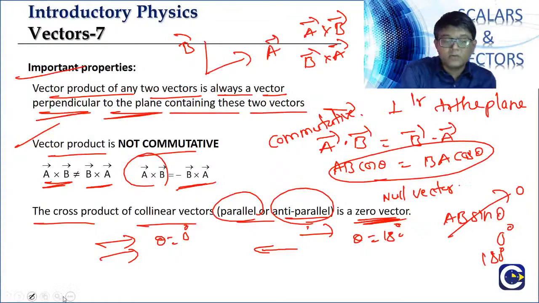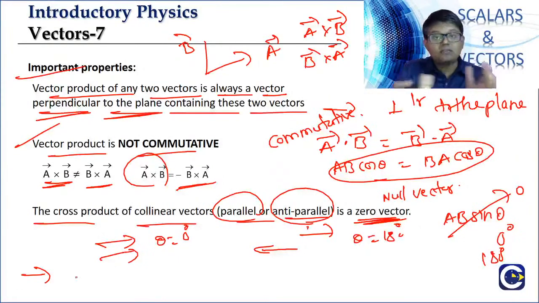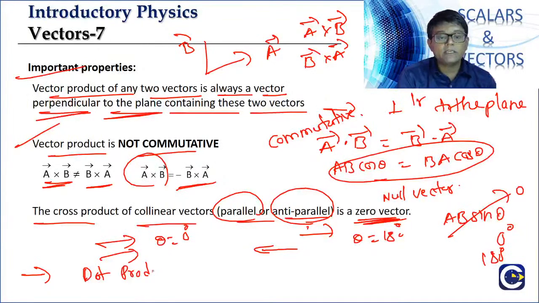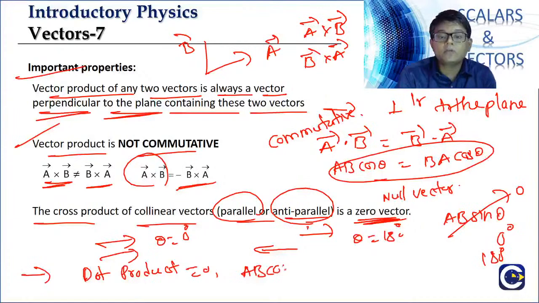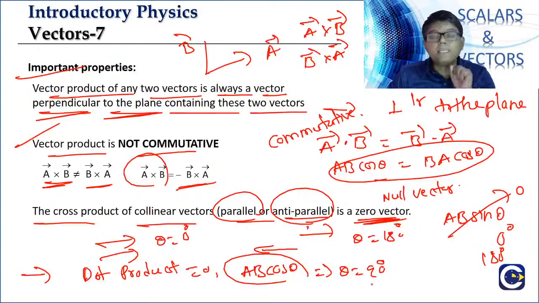Remember we said one thing about the dot product. I think these concepts we should be able to quickly recall. When will the dot product of two vectors be 0? Look at the dot product value, AB cos theta. When will it be 0? When theta is 90, because cos 90 is 0. So dot product will be 0 when the two vectors are perpendicular. Cross product will be 0 when the two vectors are collinear. Collinear means what?